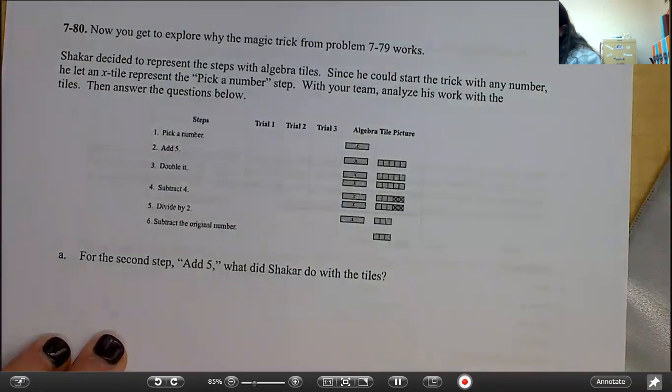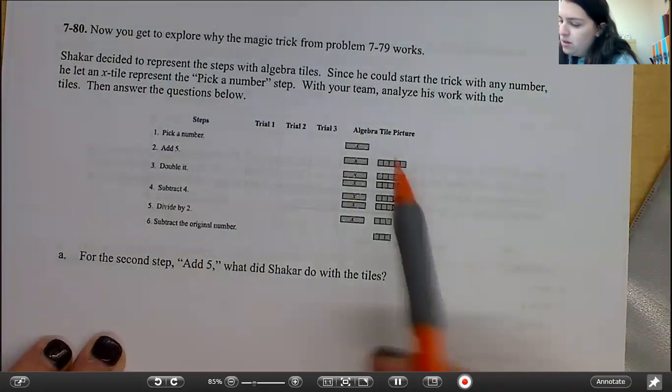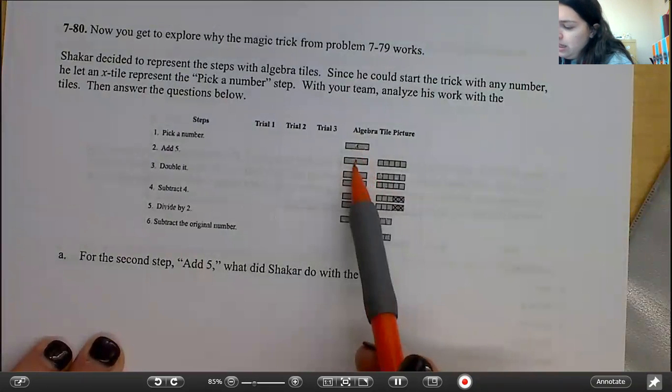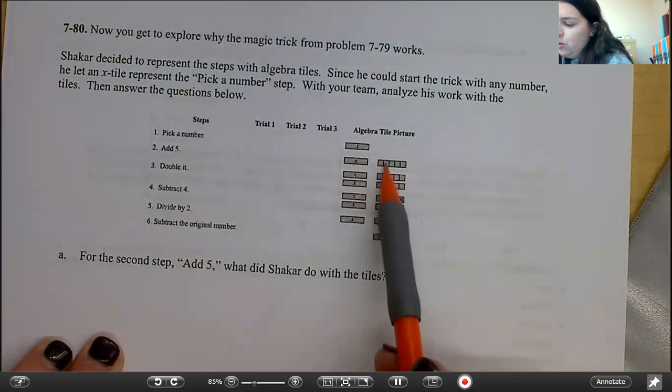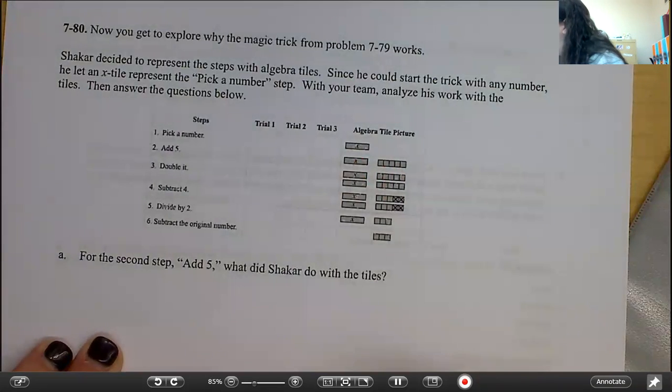So part A says, for the second step, add 5. What did Shaker do with his tiles? Let's take a look. So second step right here is add 5. What did he do with the tiles? Well, he added 5 unit tiles.